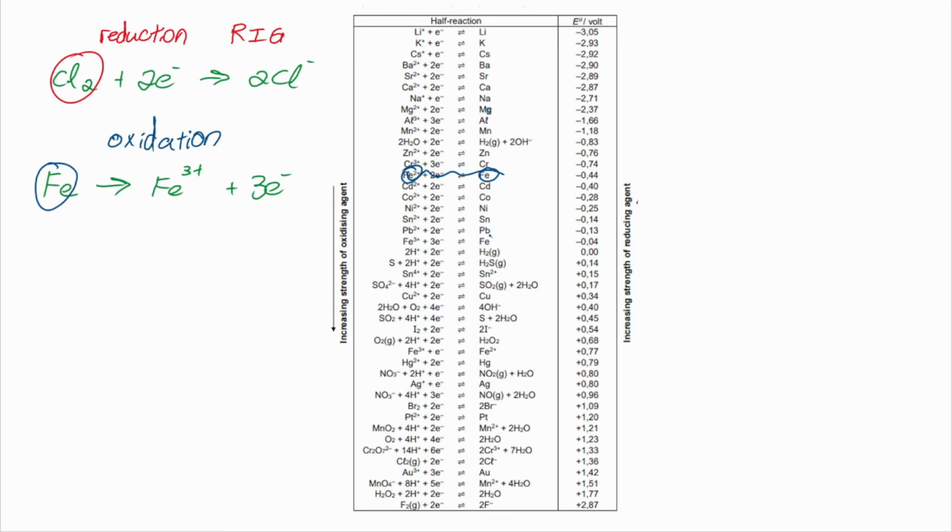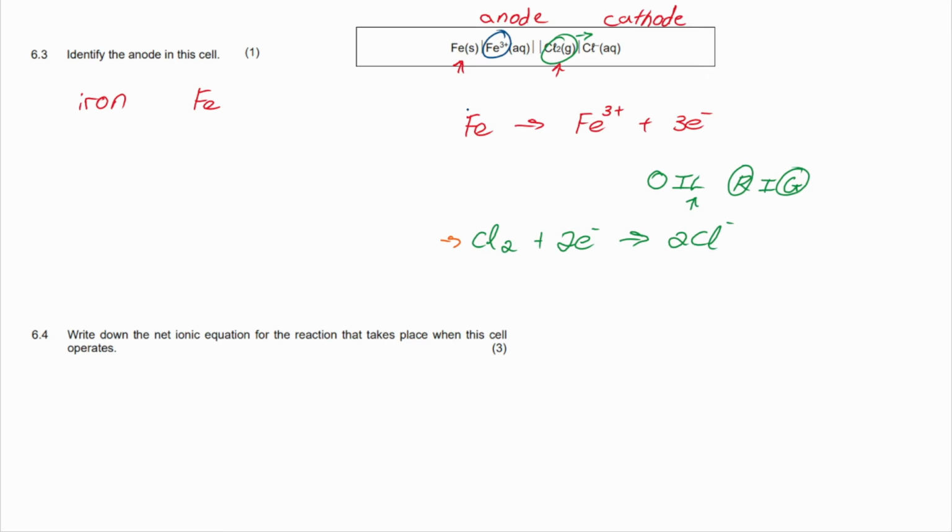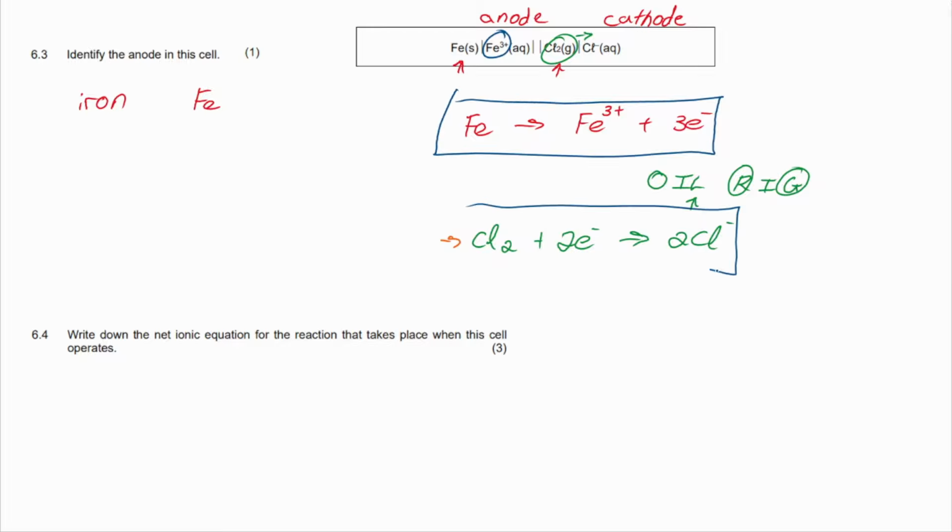So we keep looking, here's iron, and this is exactly what we need. Iron goes to that. But we read this right to left because that's what we have here. Oxidation is a loss of electrons. Remember, in oxidation reactions, electrons will be on the right. So my main point for this is we can use the table to write these two half reactions.